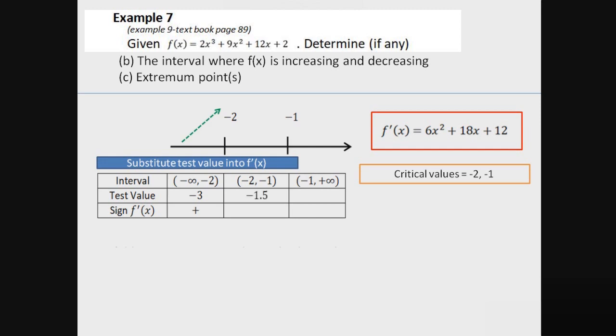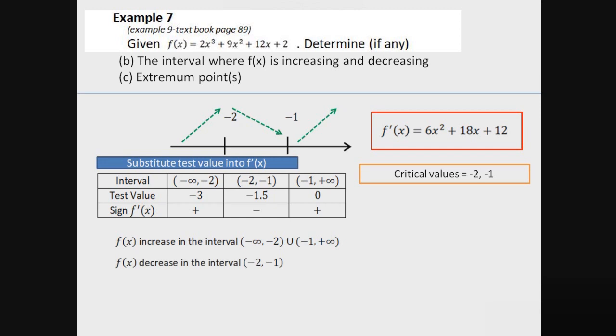At the middle interval here, the test value is -1.5. We get the sign of f'(x) as a negative value, so we know that a negative value means it is a decreasing function. At the final interval here, let's say the test value is 0. Substitute into f'(x), we get the sign as positive. So here is an increasing function. As a conclusion, f(x) is increasing in the interval of negative infinity up to -2 union with -1 up to positive infinity, while f(x) is decreasing in the interval of (-2, -1).